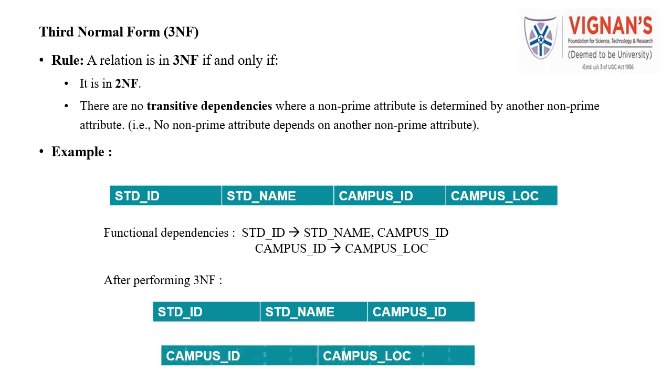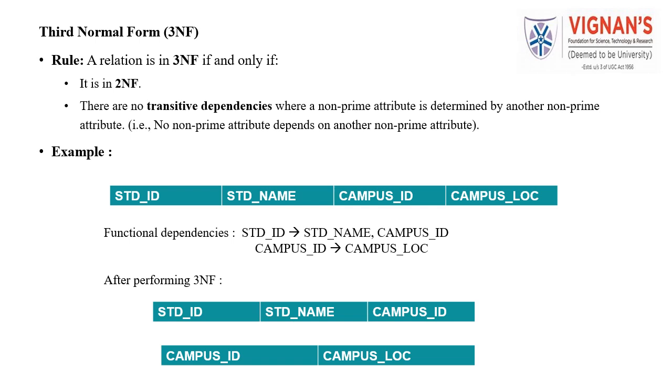A transitive dependency occurs when a non-prime attribute depends on another non-prime attribute, instead of directly depending on the primary key. In simple words, key determines attribute A. Attribute A determines attribute B. So, attribute B indirectly depends on the key.